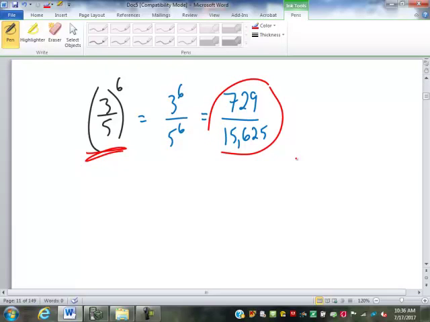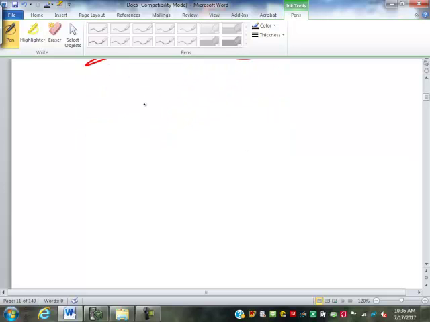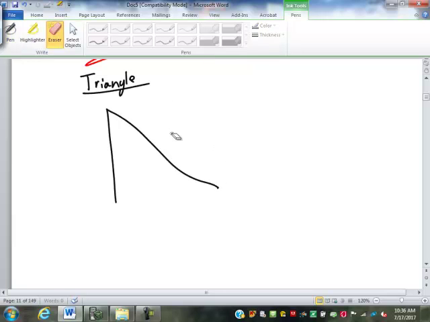So anyway, the main reason for our review of powers and roots here is because we're going to get back to our angles and rays, and we're going to talk about triangles. A triangle is a figure that has 3 sides.